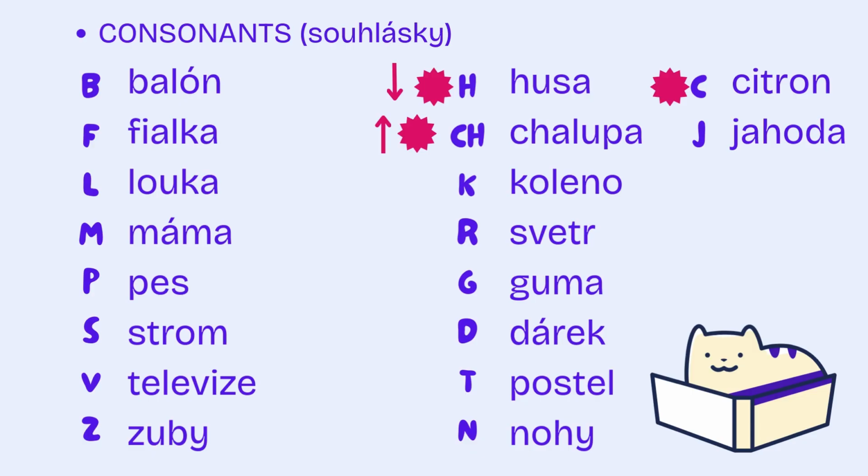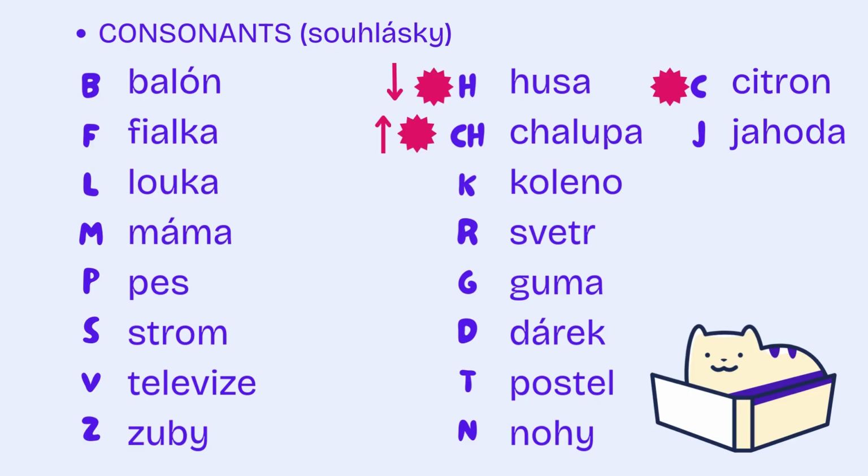V, televize. V, zuby. Now, these two have the red star and arrows next to them. What do they mean? These two letters are a little challenging to foreign speakers who are trying to learn Czech because they sound a little bit similar, but there is a difference between them.